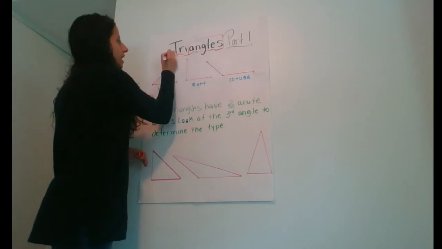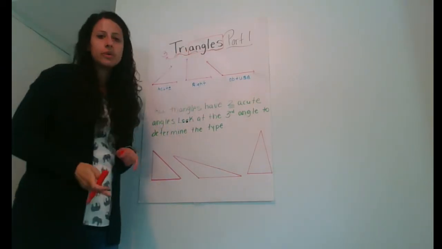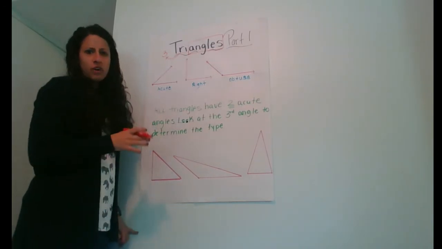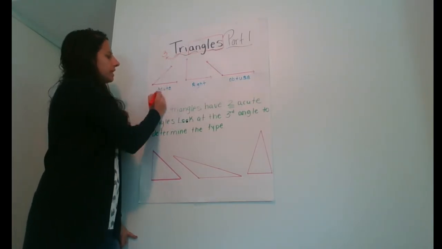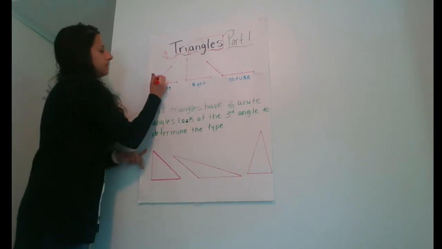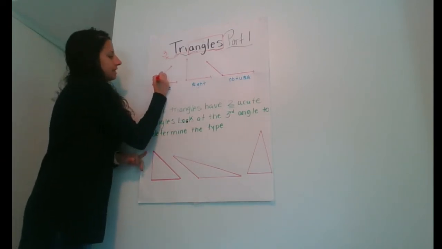We know that tri means three, so we're always going to have three angles. I know you guys have already done this, so this is just a review. But an acute angle is a cute, tiny little angle, and that means that this angle is less than 90 degrees.